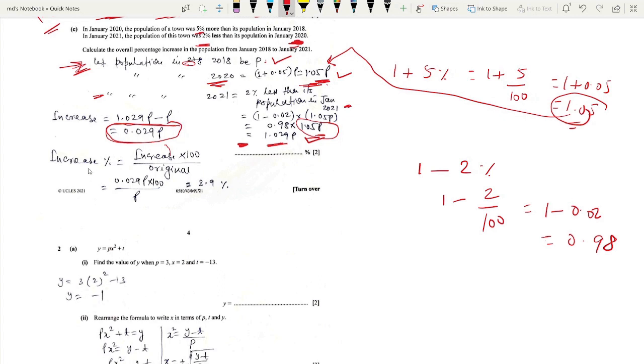percentage increase. So percentage increase has this formula, you have to remember this. Percentage increase will be increase times 100 over original value. So the increase is 0.029 P, so you write 0.029 P times 100 over the original. The original is the population of 2018, that was P. So this P and this P you can cancel. 0.029 times 100 will be 2.9. So the answer is 2.9%, right? The percent symbol is already given, you just have to write 2.9.